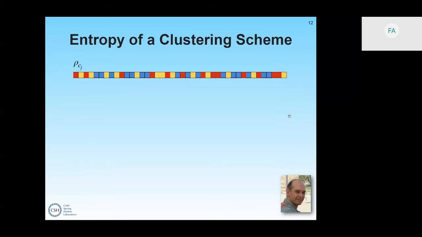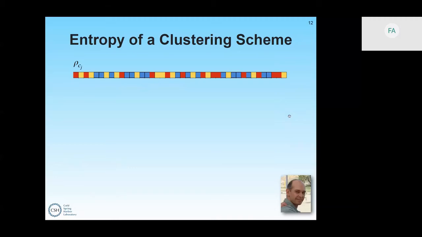All right, but in order to do this, we need some sort of an objective function. And so the objective function we started thinking about is a measure of entropy. And as we go forward, I'll explain to you some properties of that entropy measure and why it works well in this setting. So imagine that we have a section of the reference genome, and we have some clustering scheme represented by these colors. So here I've got 3 clusters represented by red, yellow, and blue, and I want to compute the entropy of this clustering scheme.